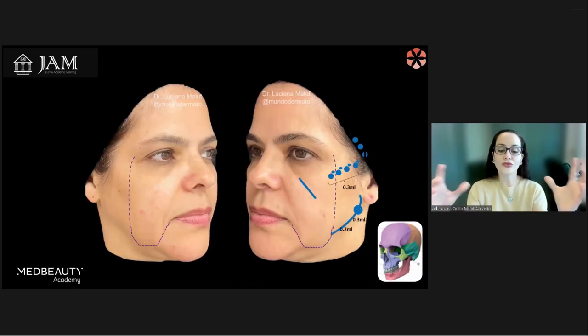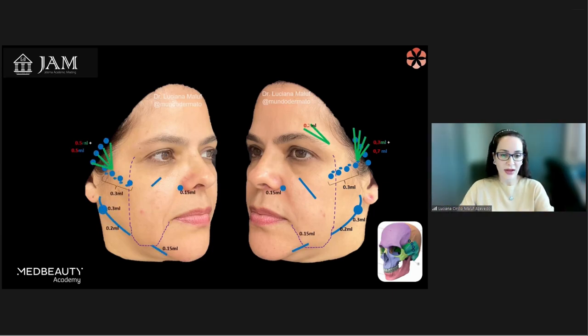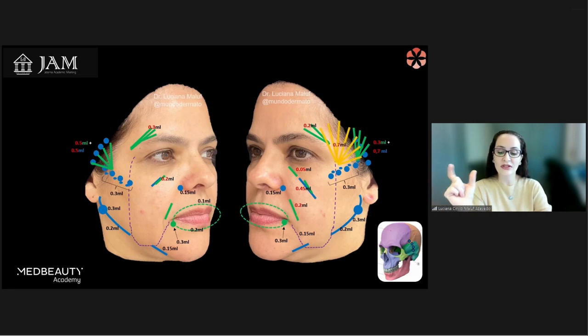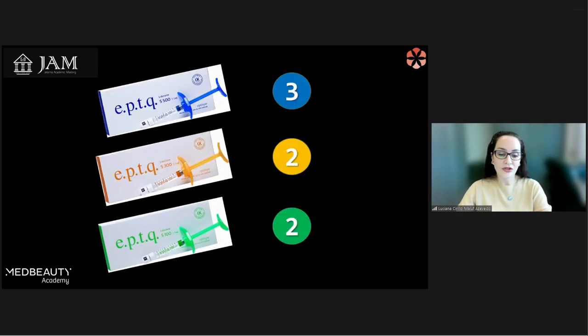So, the whole treatment in one session: the filler overview, the S500, the S300, and notice the different amount of e.p.t.q filler between the sides in red color, as you can see, the global session. The total number of syringes used was 7.